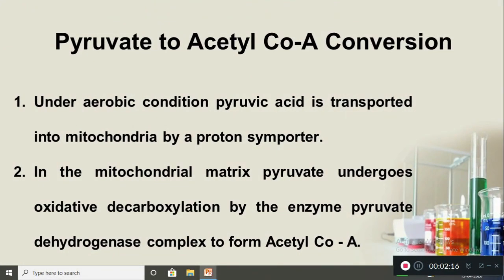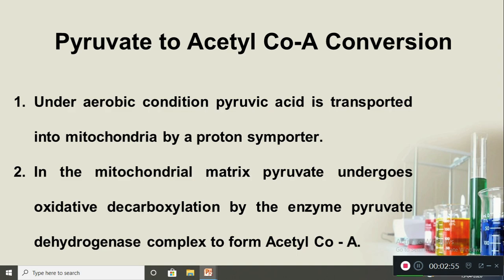Now, in our textbook, they have given how pyruvate is converted into acetyl CoA and how pyruvate is converted into lactate. So we are focusing only on these two things. First is the conversion of pyruvate to acetyl CoA. Under aerobic condition, in the presence of oxygen, pyruvic acid is transported into the mitochondria by a proton symporter. So the proton symporter carries the pyruvic acid into the mitochondria.